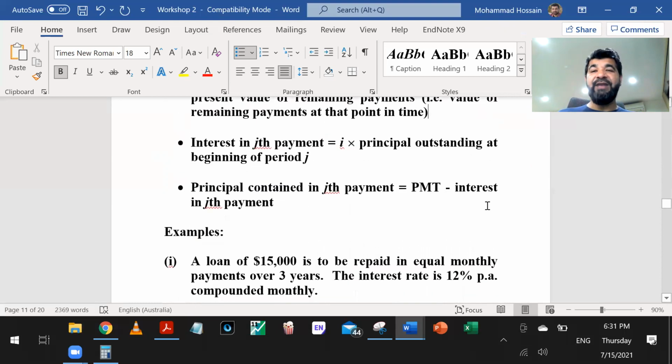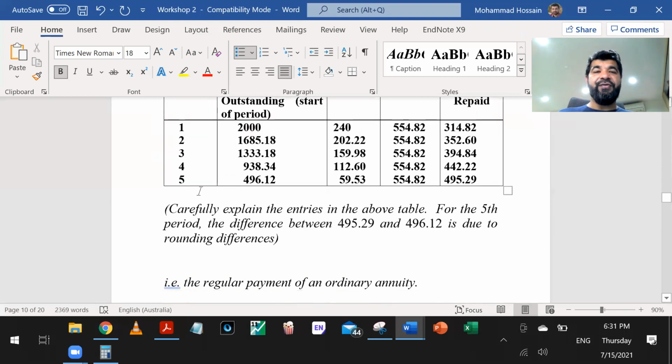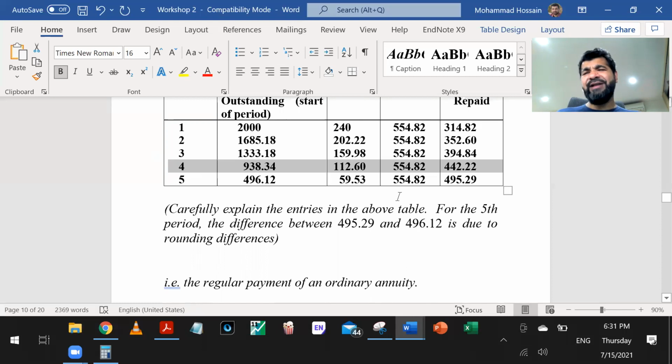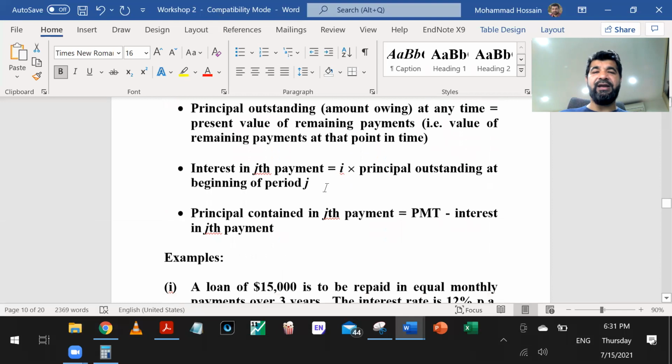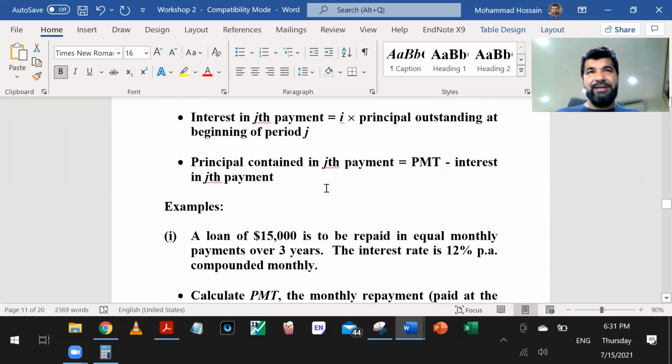How much interest in a given payment? Let's say on the third payment or fourth payment, how much interest do I have to pay? How do you calculate it? You have to go through all this calculation, but nowadays in the modern banking system, we have software to calculate this. So don't get scared that if I work in a financial institution, I will have to do this maths all the time. No, software is there to do this.